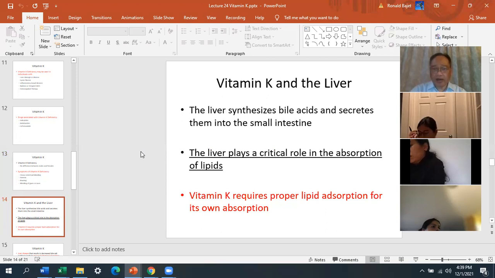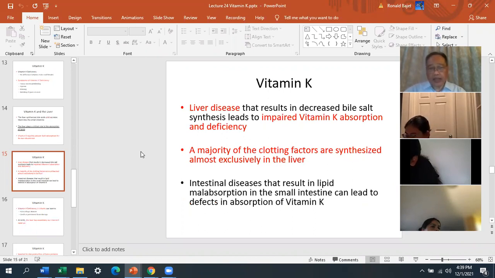The liver makes bile acids and excretes them into the small intestine. One function of the liver is to play a critical role in the absorption of lipids. That's why livers can have a tendency to be fatty. Vitamin K requires proper lipid absorption for its own absorption. So if you have liver disease, that will result in a decrease of bile salt synthesis, and it'll lead to impaired vitamin K absorption.